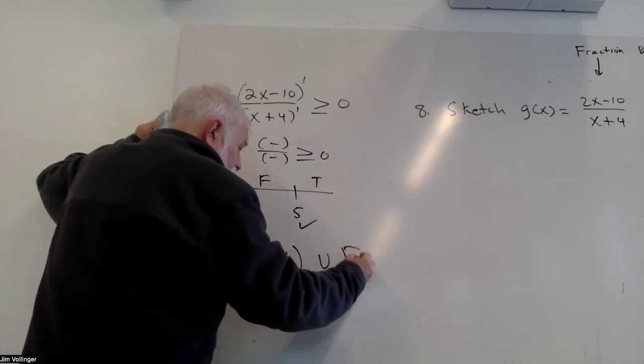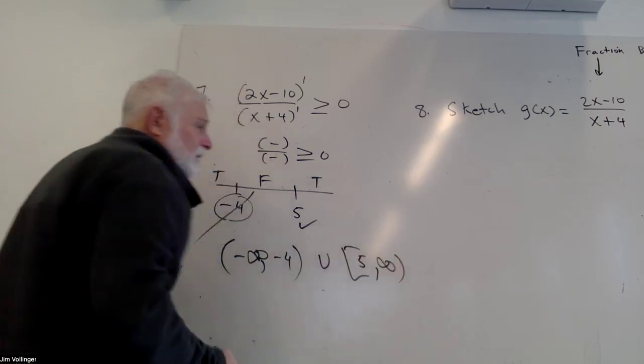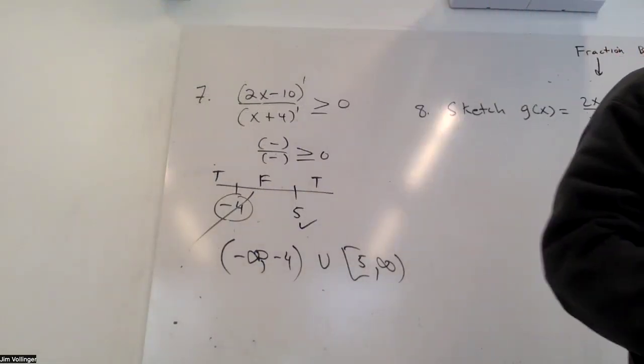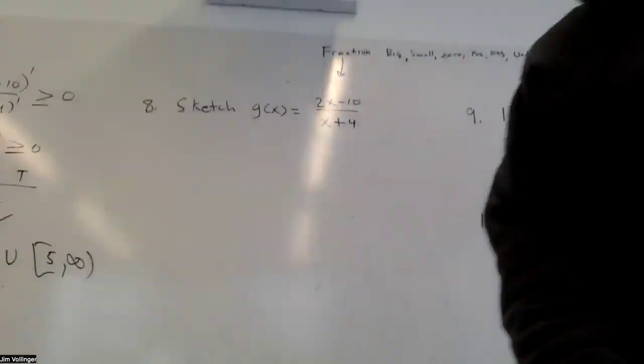Union, I can use 5, bracket can be used to infinity. So we put some thoughts in your head. Now let's look at this function a little more carefully. Let's actually sketch it. We already have a little information at our fingertips, which we'll probably come back to.